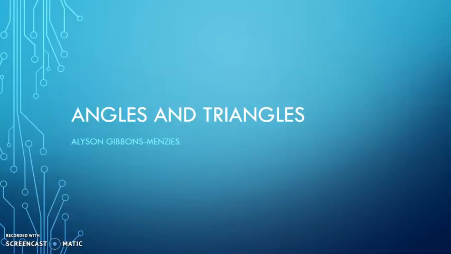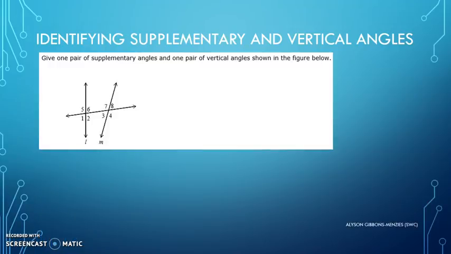Angles and triangles. In this mini lesson we're going to look at the different names of angles and we're going to calculate angles within triangles. We're going to start with identifying supplementary and vertical angles. Look at the diagram on the left. Give one pair of supplementary angles and one pair of vertical angles in the figure below.